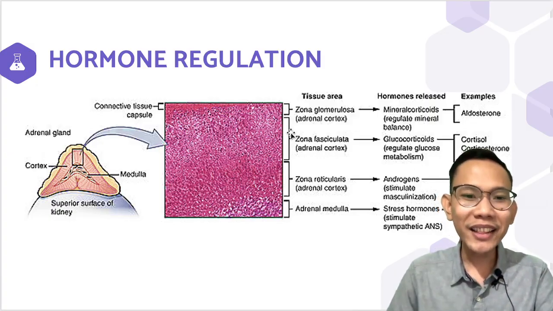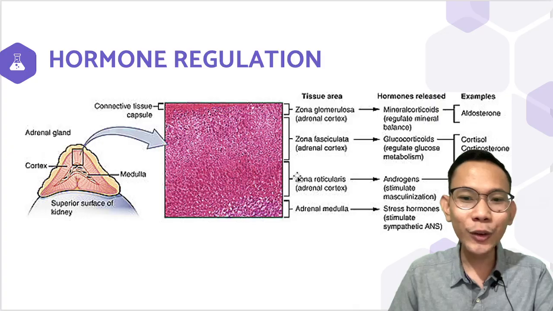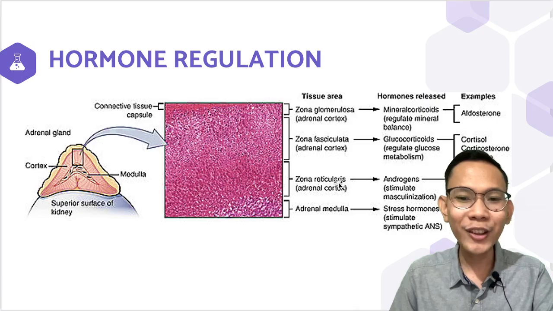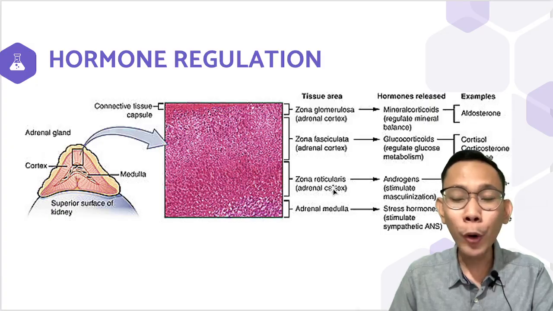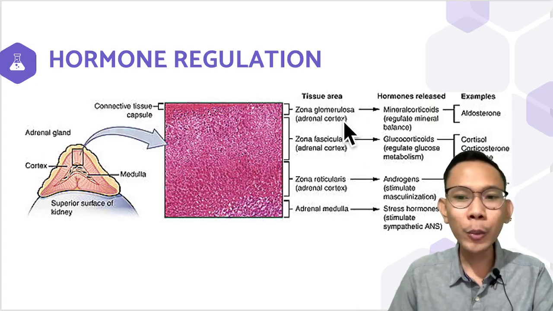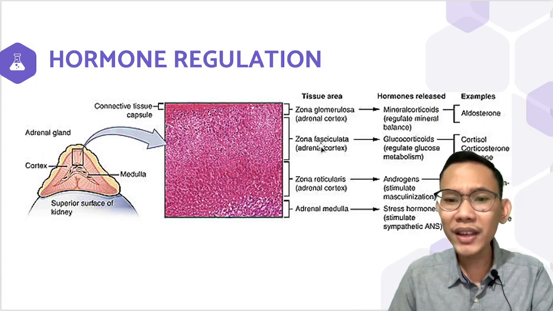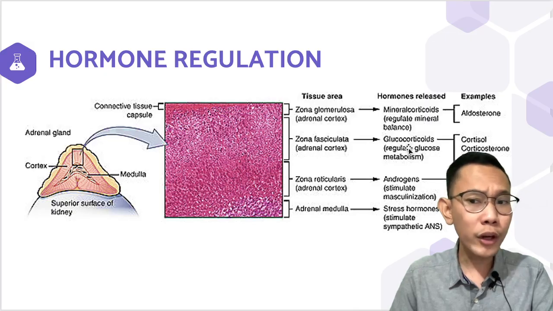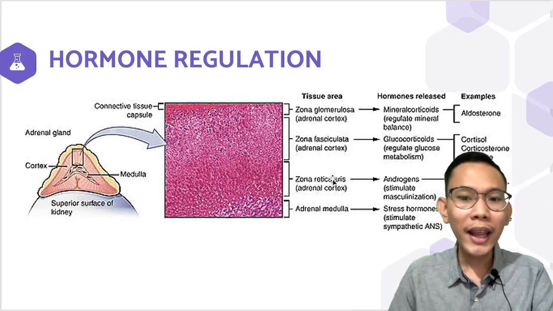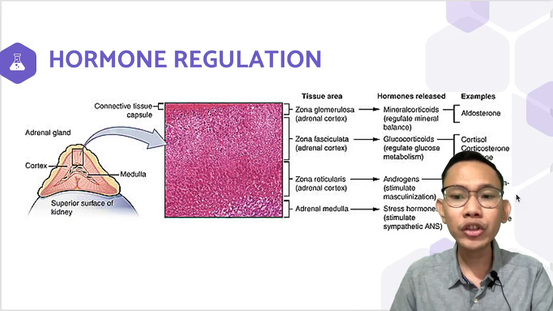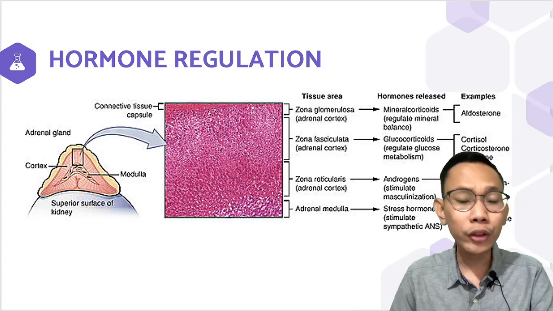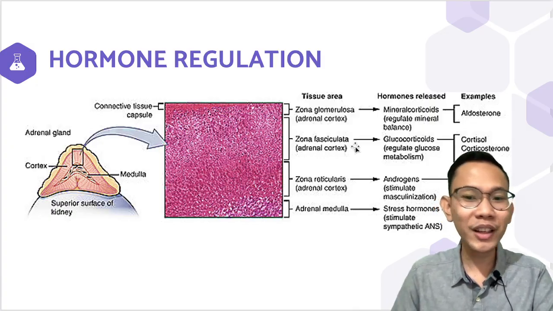And again, sa ating adrenal cortex, ano yung tatlong zona? Zona glomerulosa, zona fasciculata, and your zona reticularis. Identify natin yung mga important hormones that are being released. Zona glomerulosa, your mineralocorticoids, your aldosterone. Zona fasciculata, your glucocorticoids, your cortisol, and your androgens for your zona reticularis, your DHEA, your dehydroepiandrosterone. Very good. So just a review.